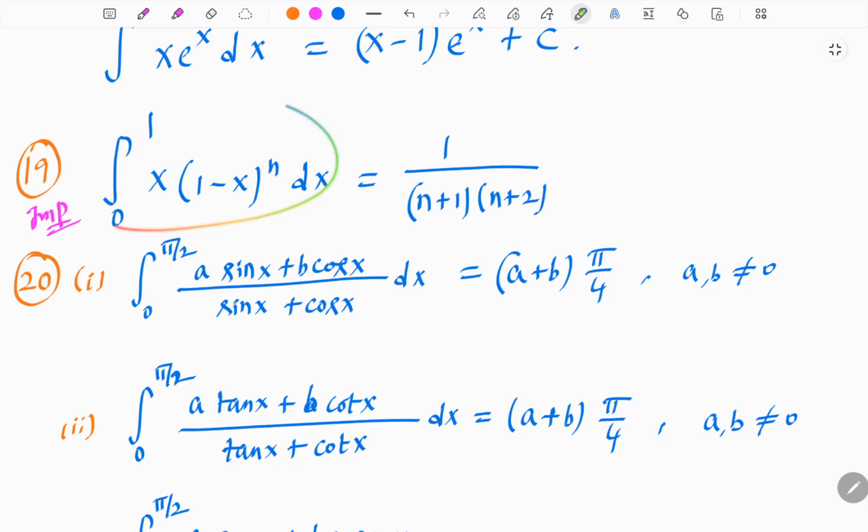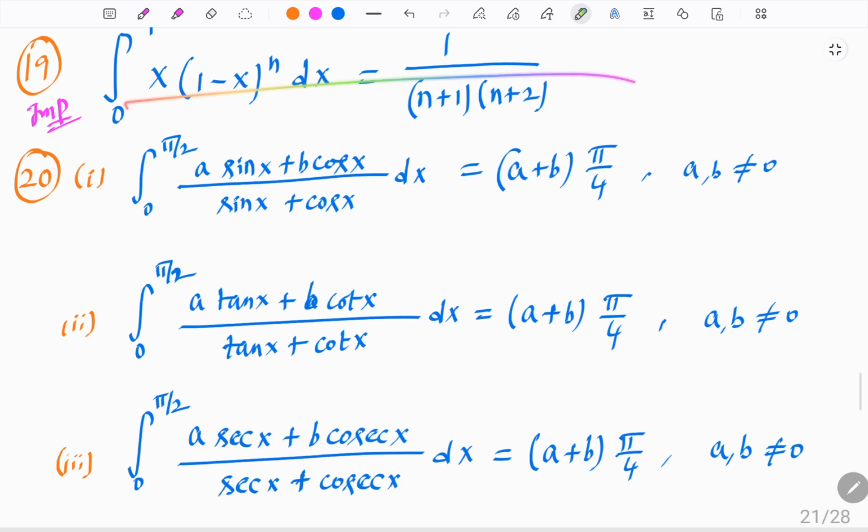Chances are there. Integral 0 to 1 of x times (1 minus x) whole power n dx. Many times they ask this question, so that's why I am mentioning here: 1 by (n plus 1) into (n plus 2). Instead of n they will give 2, then 2 plus 1 is 3, 2 plus 2 is 4, like that. Just a simple answer. Clear? But 0 to 1 is fixed, otherwise it is not correct. Clear? Next, one more standard form.